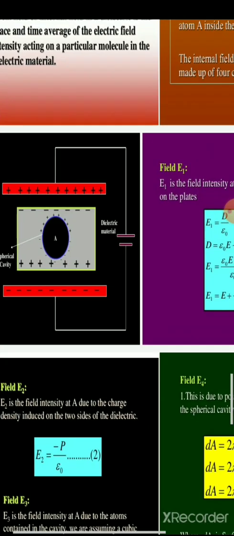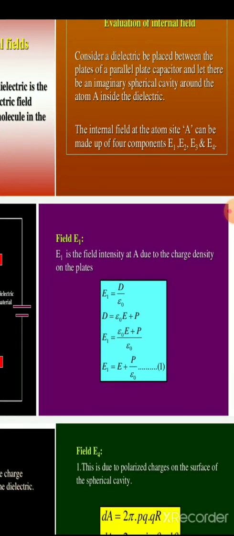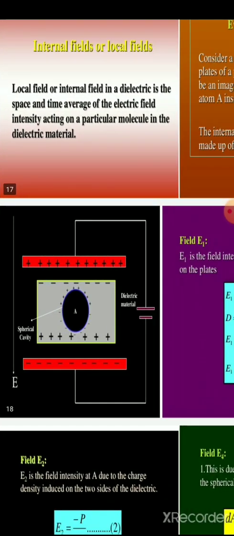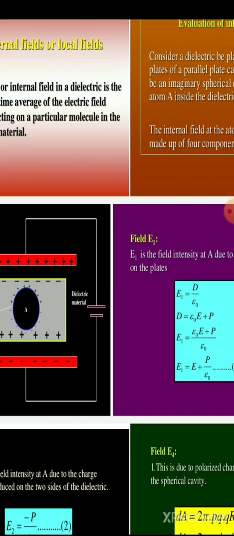Here we are taking 4 notations: E1, E2, E3 and E4. They are the internal field at the atom. E1 is due to charge density. E2 is due to the negative component of the charge density. E3 is due to the structure of the material. For a cubical structure, all sides are equal, which means it is symmetrical. Symmetrical structure gives 0. E4 is due to the polarized charges. Now we are going to discuss the charges, first one, E1.